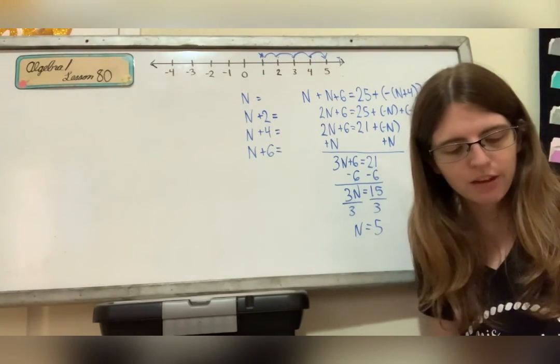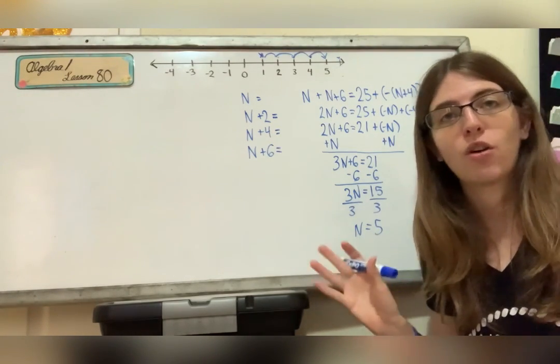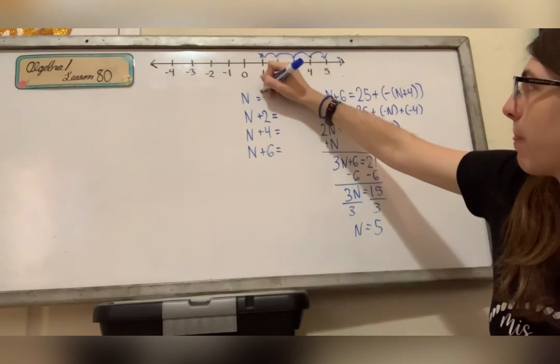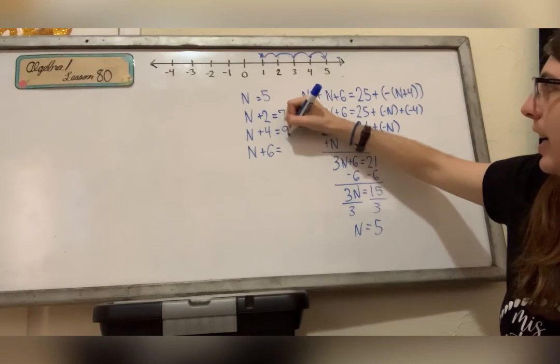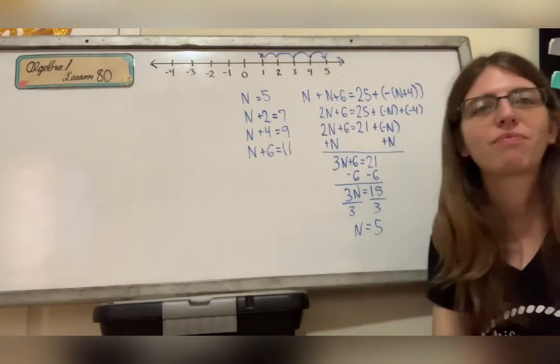Now I know I was looking for an odd integer, so I know I'm on the right track. 5. 5 plus 2 is 7. The next one would be 9, and the next one would be 11. Okay?